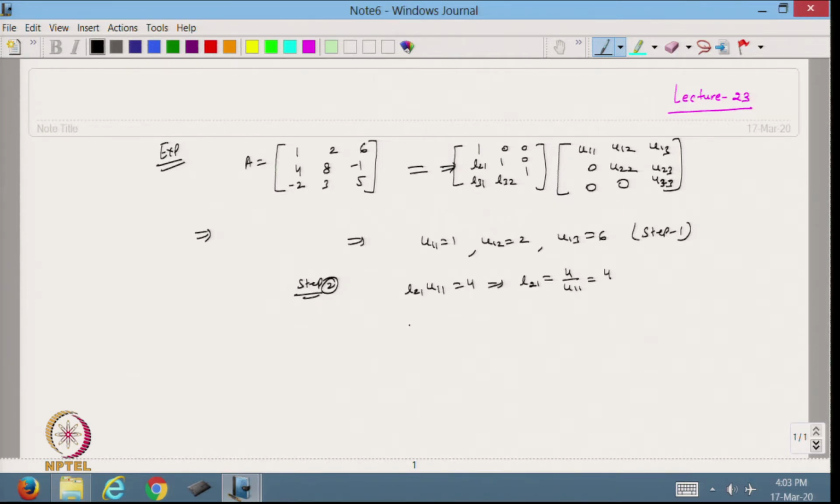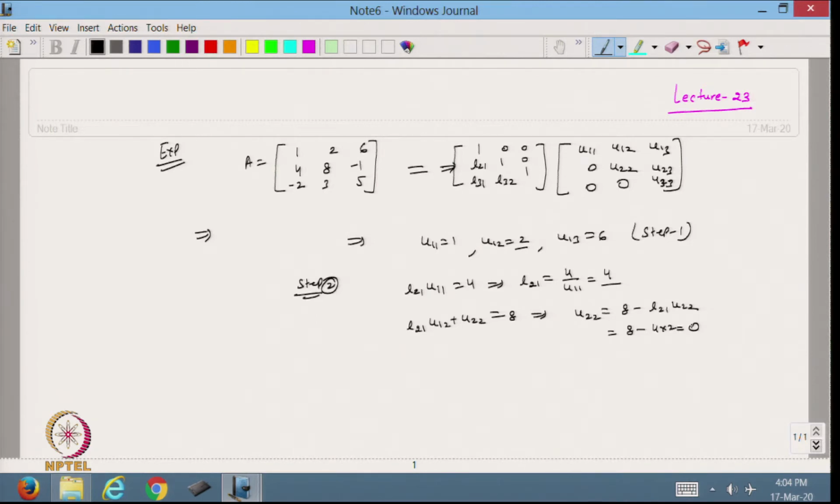The next step is finding U 2 2. L 2 1 U 1 2 plus U 2 2 should be equal to 8. So from here U 2 2 will be 8 minus L 2 1 U 1 2. L 2 1 is 4 and U 1 2 is 2, so it is 4 into 2, 8. So that is the value 0.